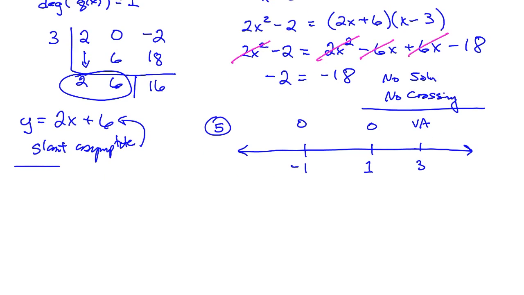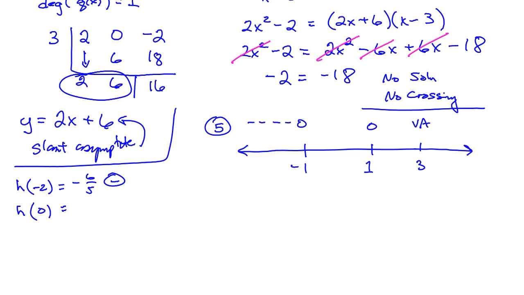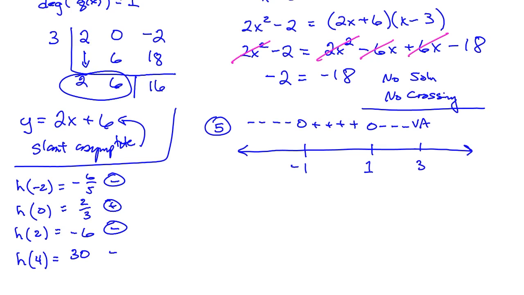So again, you would test each of these inside the interval. So h of negative 2 is negative 6/5. That's negative. H of 0 is 2/3. And that's positive. H of 2 is negative 6. That's negative. And h of 4 is equal to 30. That's a positive.